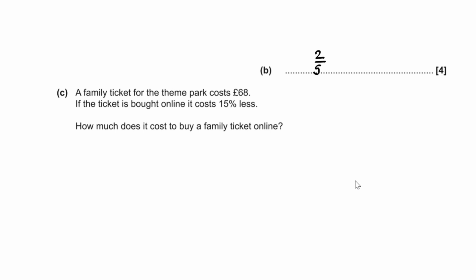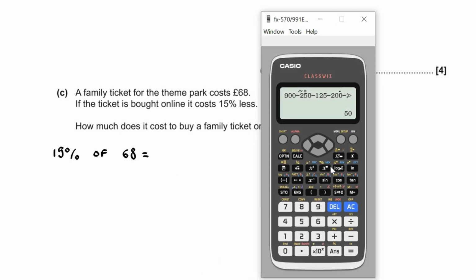And now for part C, a family ticket for the theme park costs £68. If the ticket is bought online, it costs 15% less. How much does it cost to buy a family ticket online? Well, what we can do first of all is work out 15% of 68. 15% of 68, we can just use our calculator, we've got 0.15 times 68, which is 10.2.